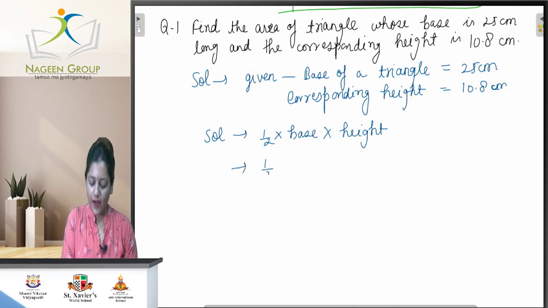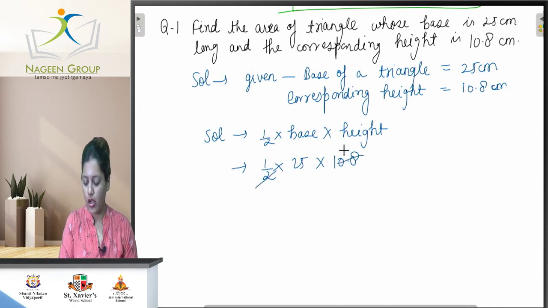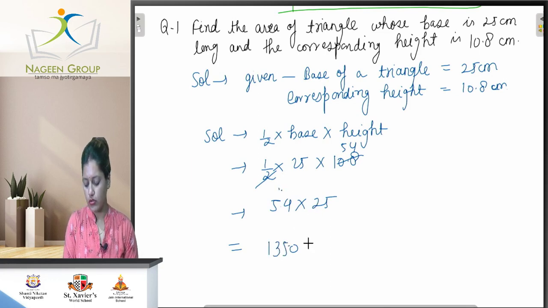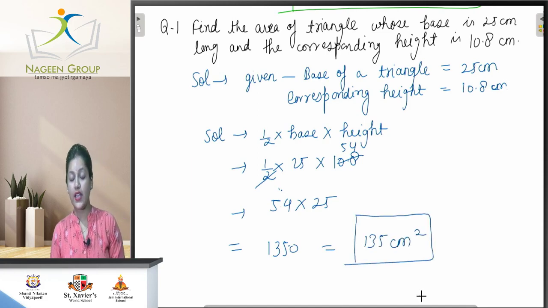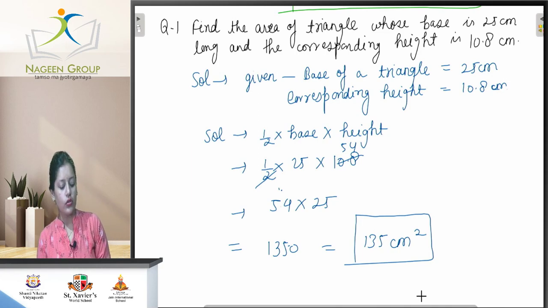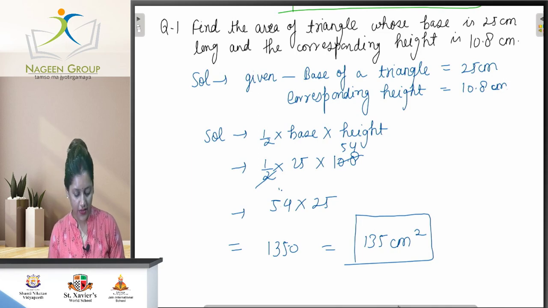So half, which base is given? 25 centimeter into height 10.8. Then you have to cross this 5.4. After that, 5.4 into 25. So the answer is 135 centimeter square. That is the area of the triangle whose base and height are given.